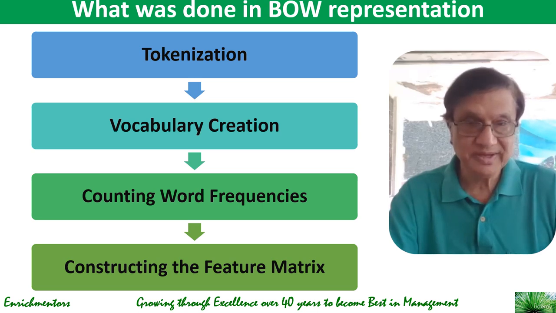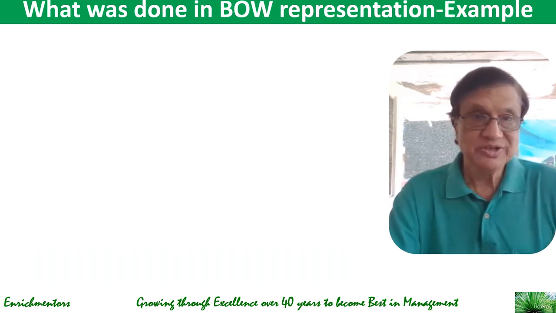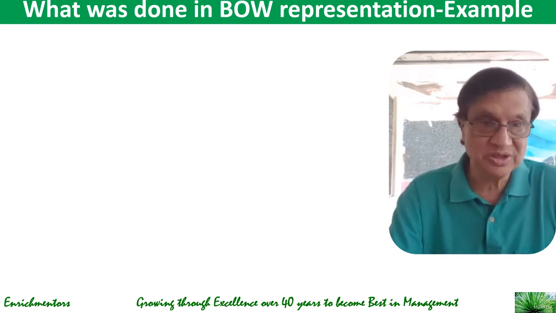to a document and each column corresponded to a word in the vocabulary. The value of each cell represented the frequency of the corresponding word in the document, and if the word was not present in the particular document, its count was taken to be 0. So let's look at how this BOW representation looked.